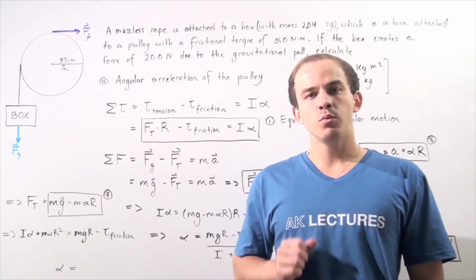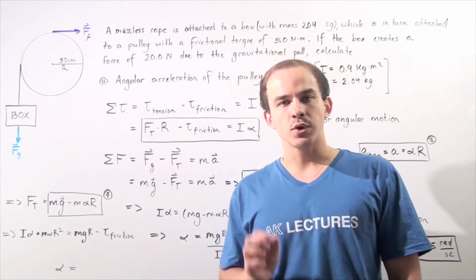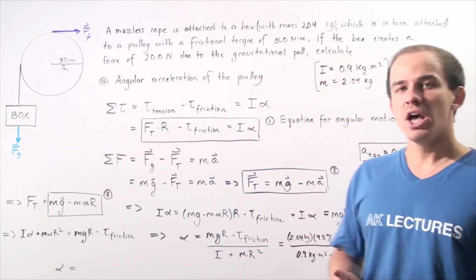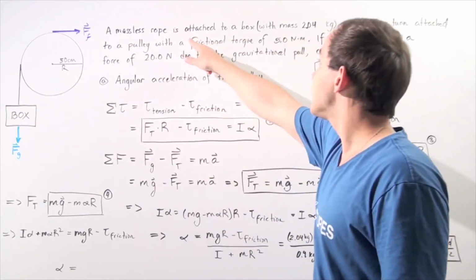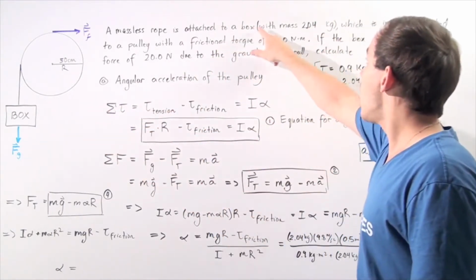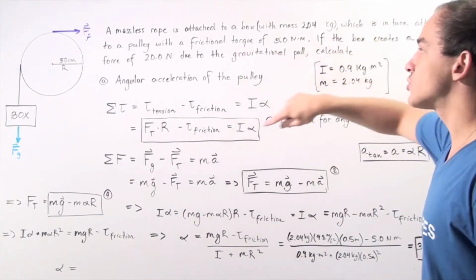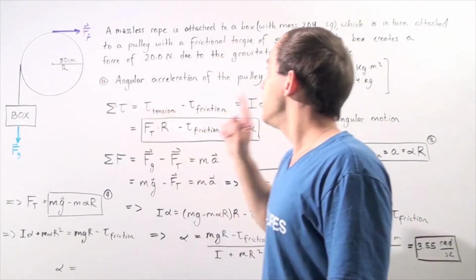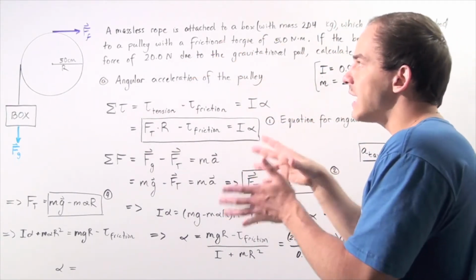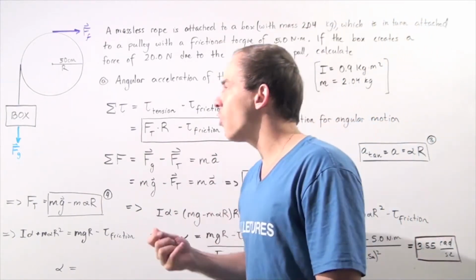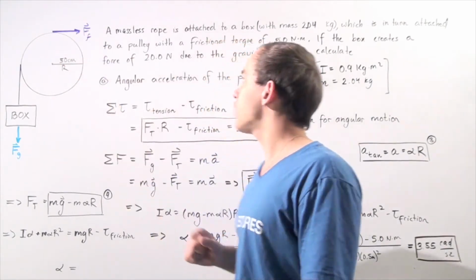This example will deal with angular motion, in which we will try to calculate the angular acceleration of our rotating object. So let's suppose that a massless rope, shown here, is attached to a box that has a mass of 2.04 kilograms. And the rope is wrapped around a pulley that has a frictional torque of 5 newtons times meter. So inside that pulley we have a frictional force that creates a torque that points in the clockwise direction.